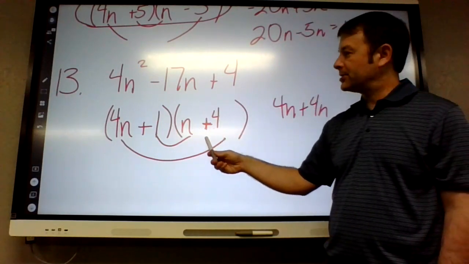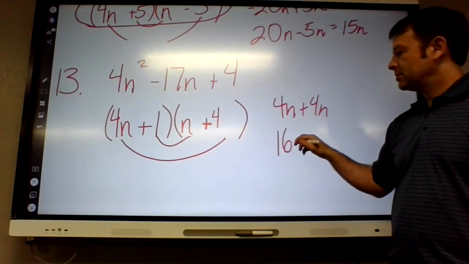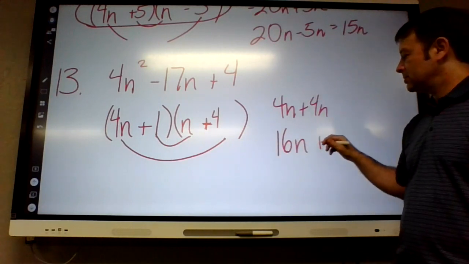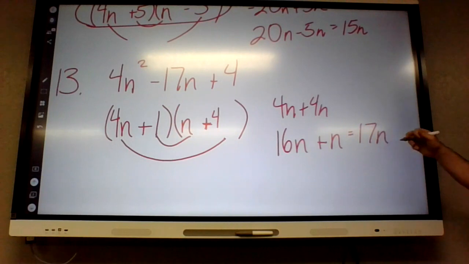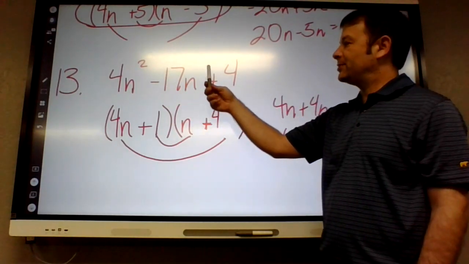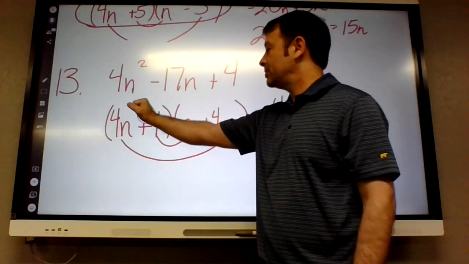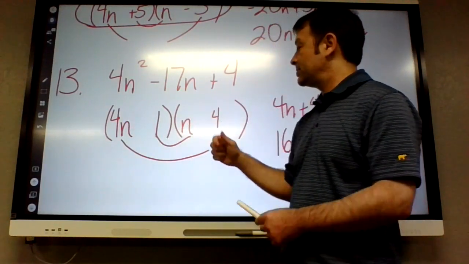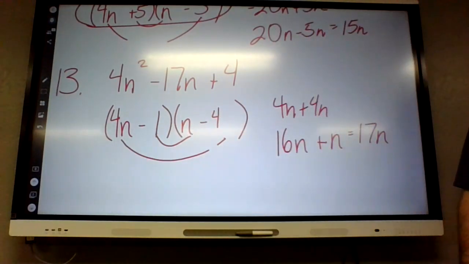Because now my outside is what? 16n. And my inside is 1n. Which makes 17n. Is that what I wanted? No. Well, I'm going for a negative, so I should have been using negatives this whole time, not positives, but it's okay. If you get the right number, but the wrong sign, you just need to switch these. So now it should work.